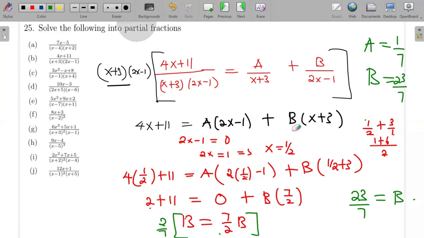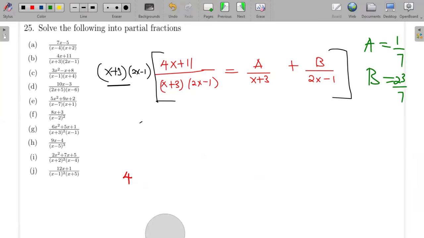All right, so I found the value of a and the value of b. I can now simply go and replace them into that expression. So I can erase this a, erase this b.